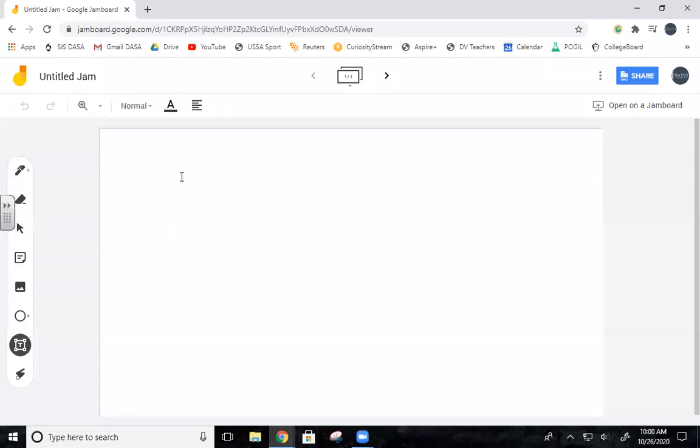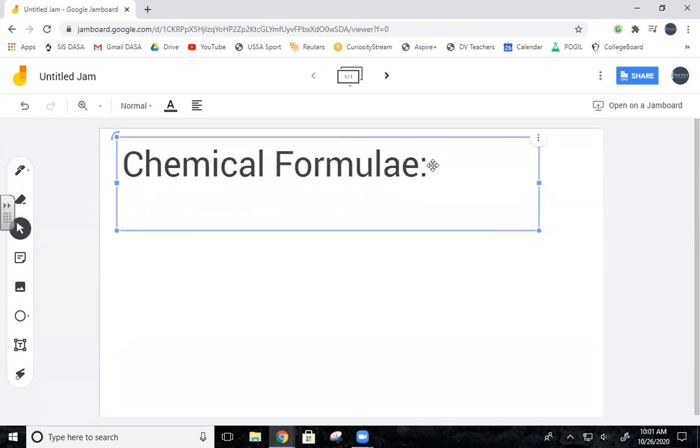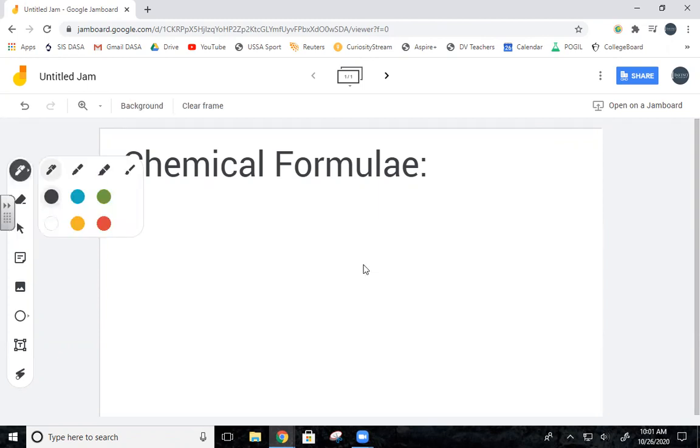What we need to talk about today is chemical formula. Chemical formulae, which is again the plural of formula. There's a couple of very important things that we need to establish about chemical formula. Number one, we have to understand what it is, how we write down chemical formulae.